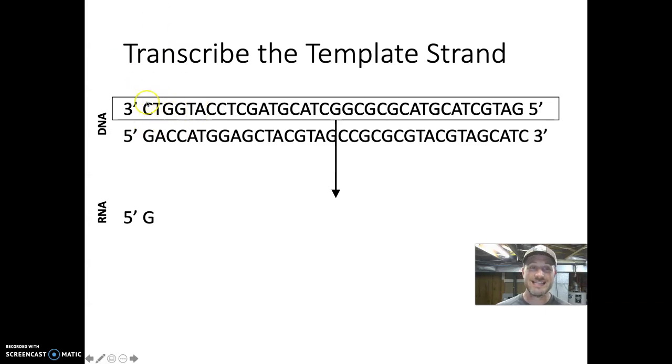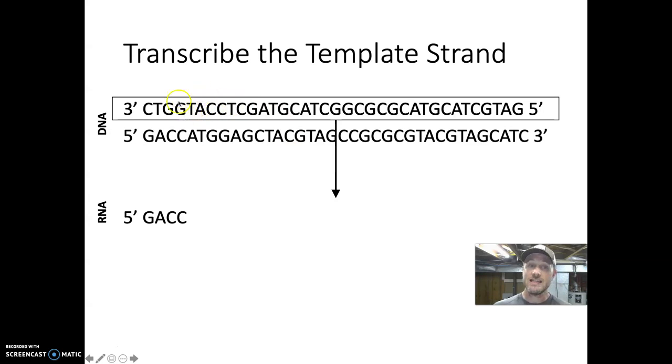Then we'll look at the second position. We see that there's a T in that position. The complementary base pairing rules tell us that T pairs with A in the RNA, so we're going to put an A in our RNA. The next position contains a G. Again, we know G's pair with C's, so we put a C in the RNA sequence. The next nucleotide is also a G, so we're going to put another C in the RNA.